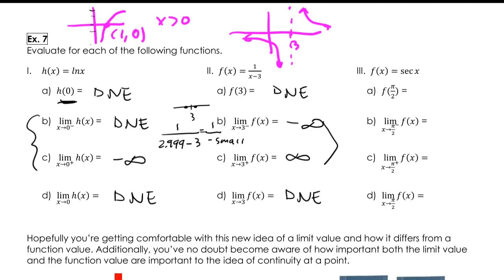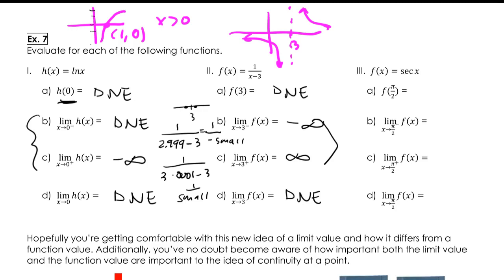On the next one, 3 from the right, you're right here. So if I subbed in, and this is just a thought process, this is not the actual number, if I sub in 3.001, I'm going to get 1 over a small number. And what's 1 over a small number? We call that infinity. Okay, so that's a way to think through that without the graph.